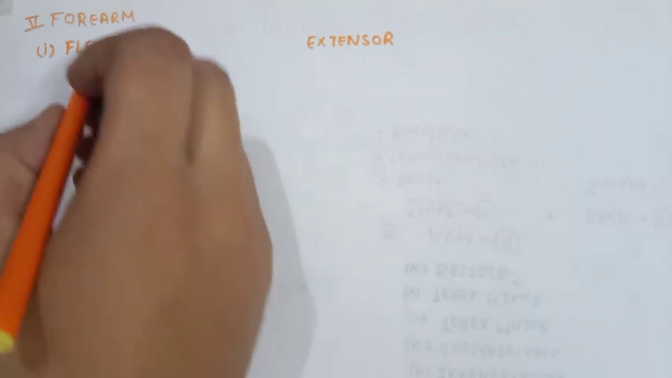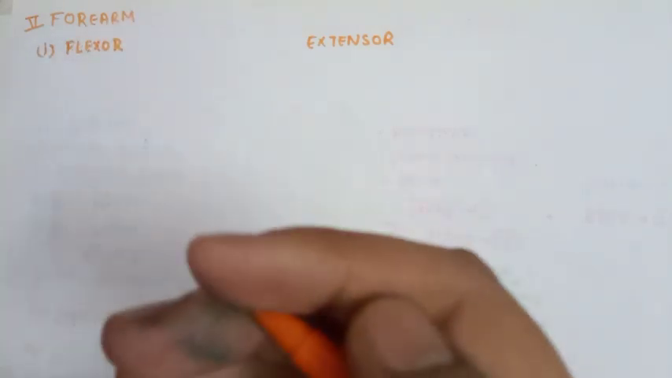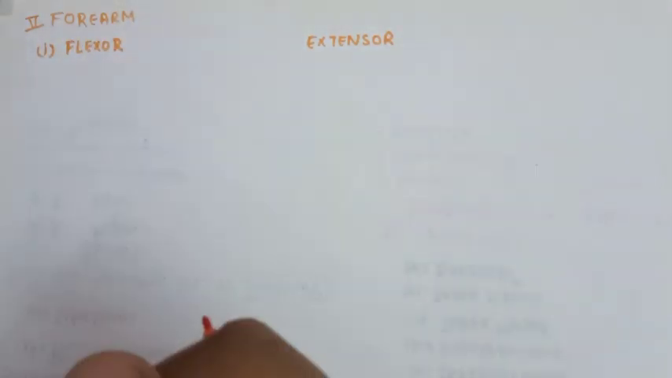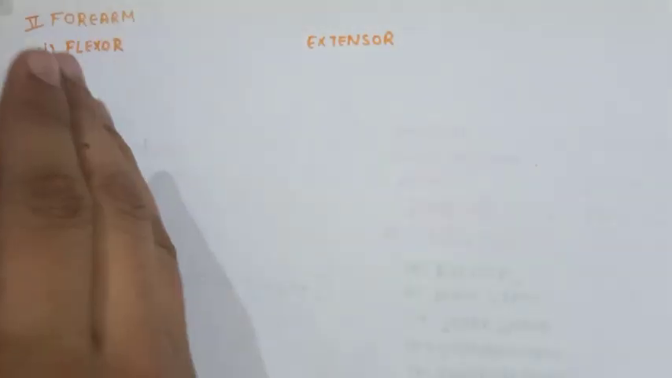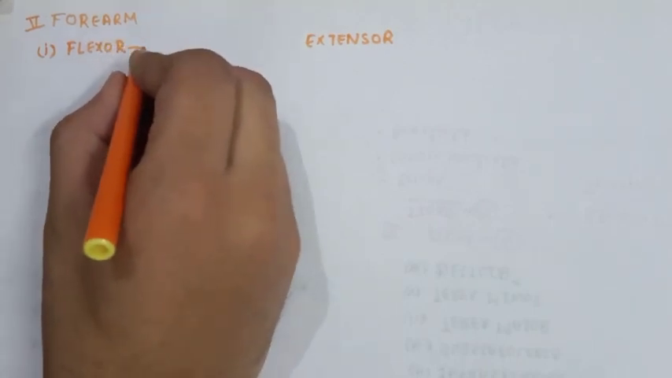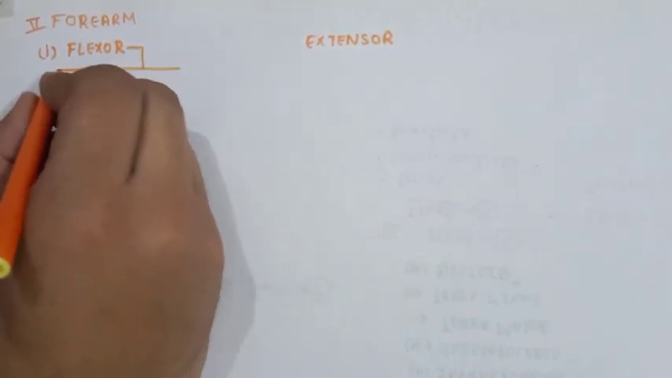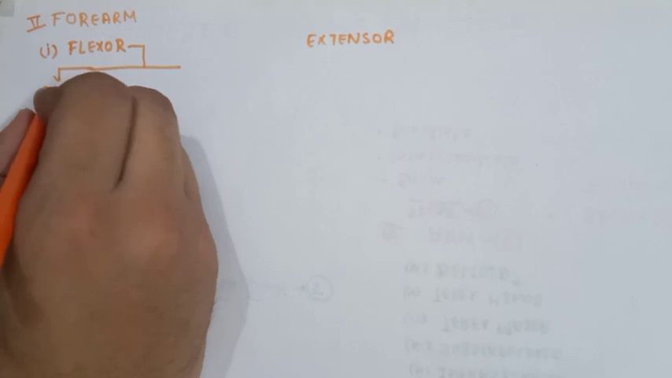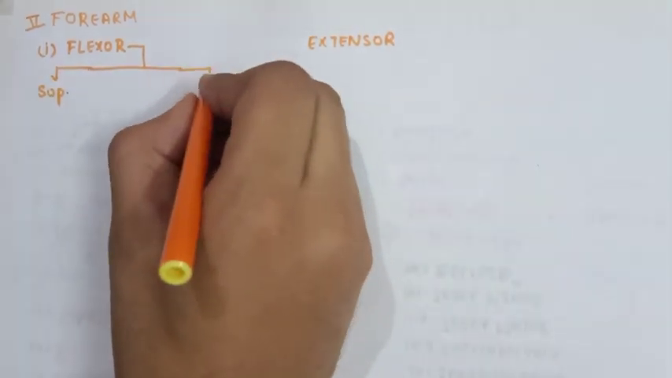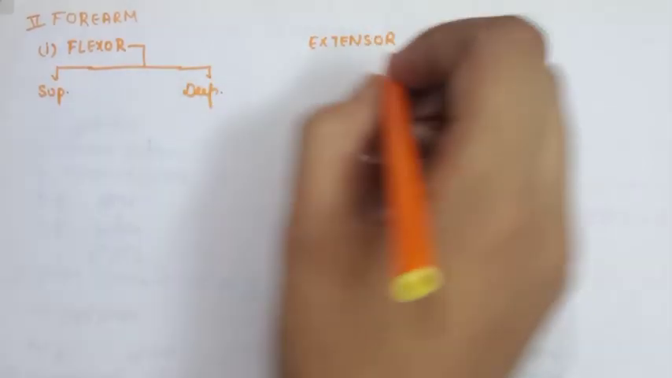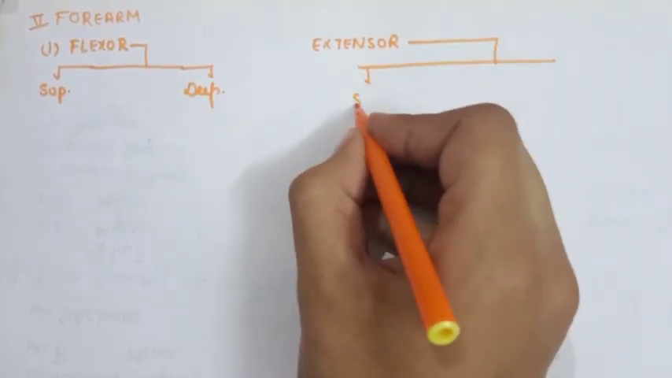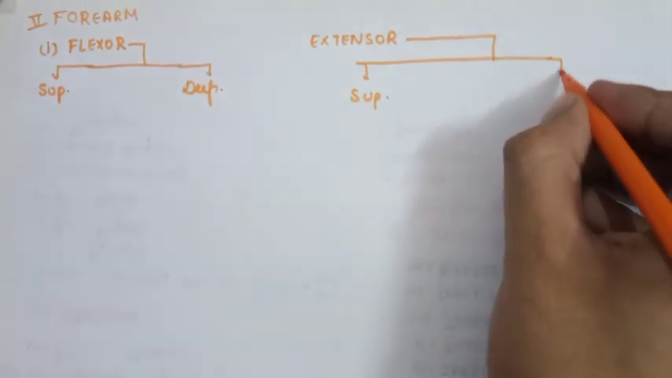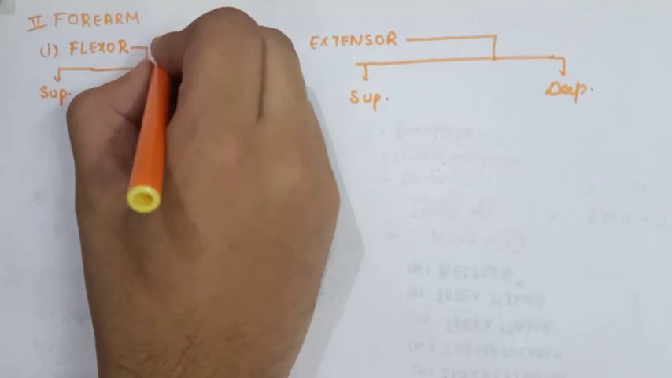In the flexor compartment, the muscles can be divided into 2 groups: the one located superficially and the group of muscles located deep. So we have superficial and deep in the case of both the flexor as well as the extensor compartment. Similarly, in the extensor compartment we also have superficial muscles and deep muscles.